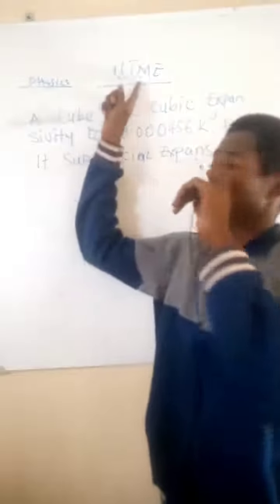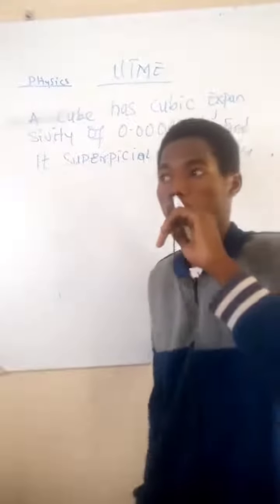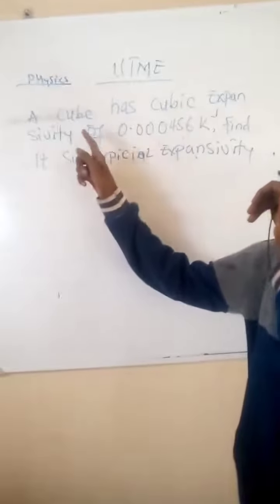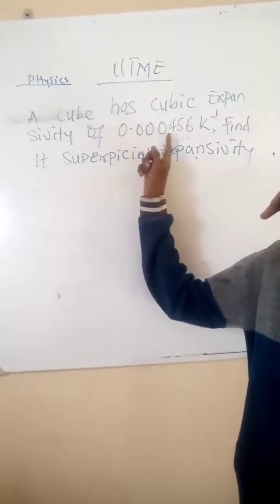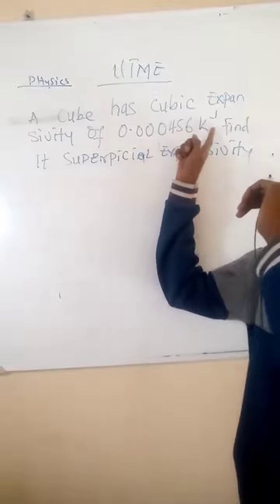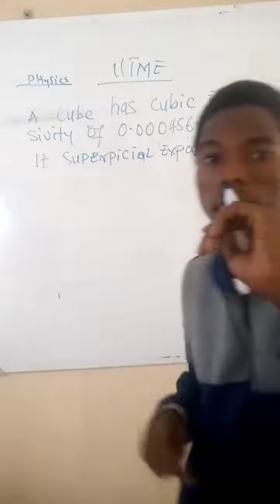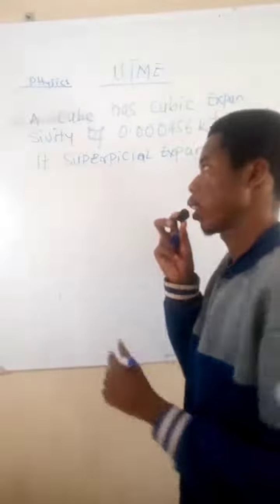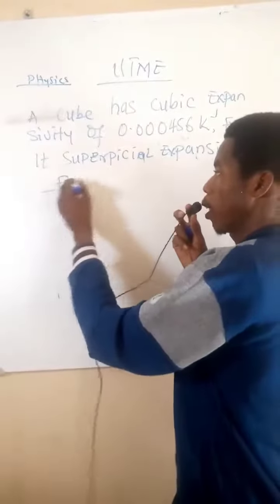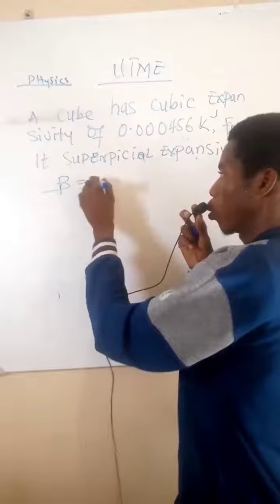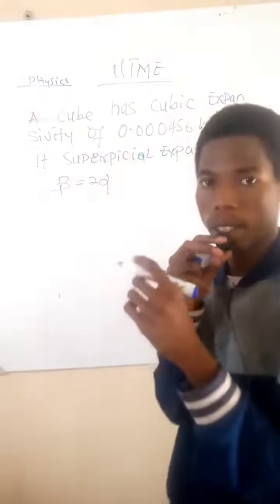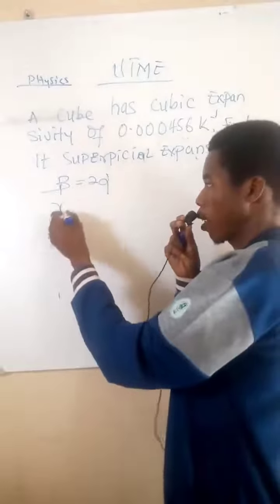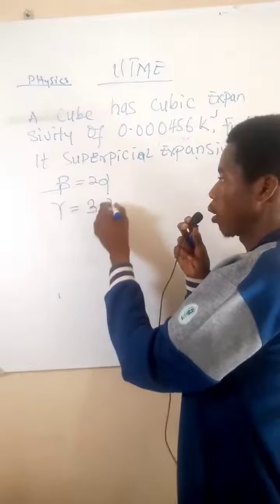This is a JAMB cube question. Let me show you how to deal with it. A cube has a cubic expansivity of 0.00456 per Kelvin, while its superficial expansivity is required. The formula for superficial expansivity is beta equals 2 alpha, and the formula for cubic expansivity is gamma equals 3 alpha.